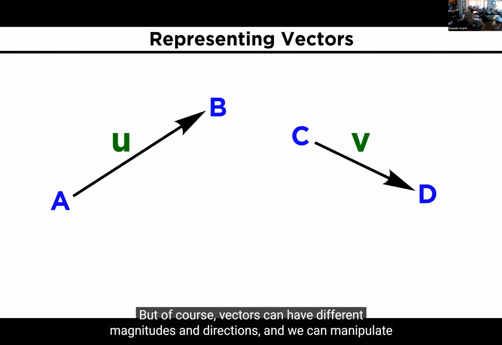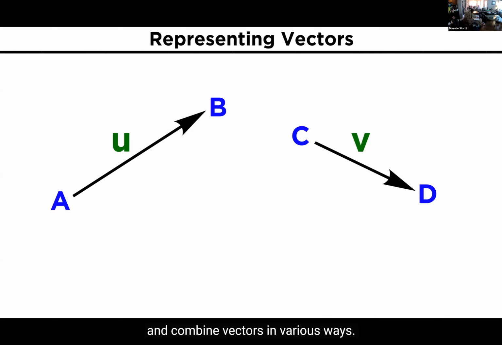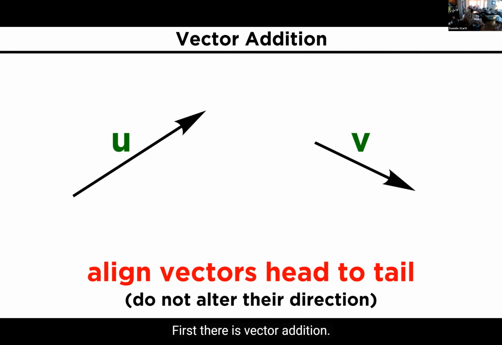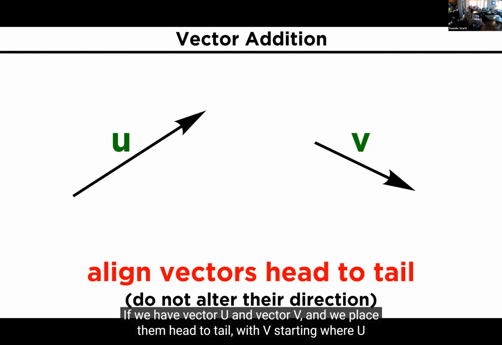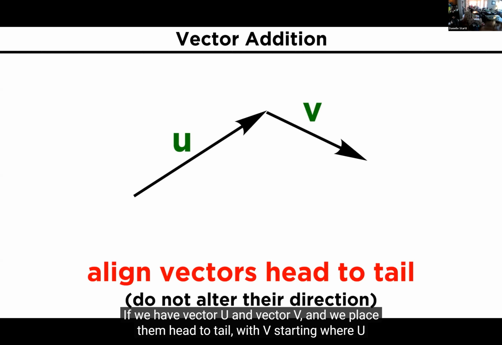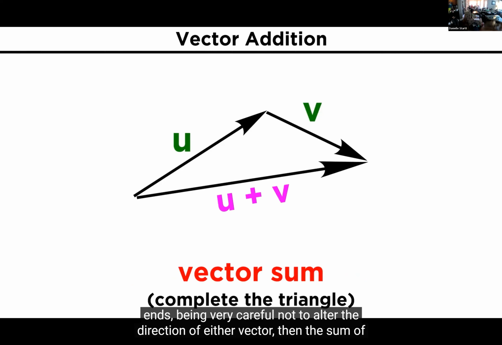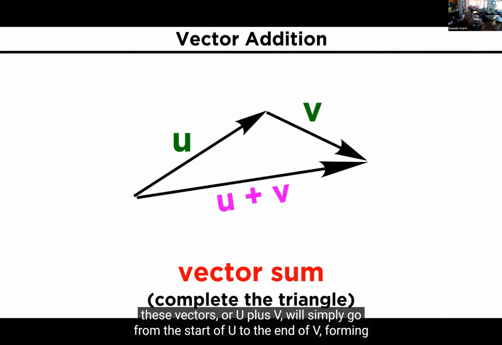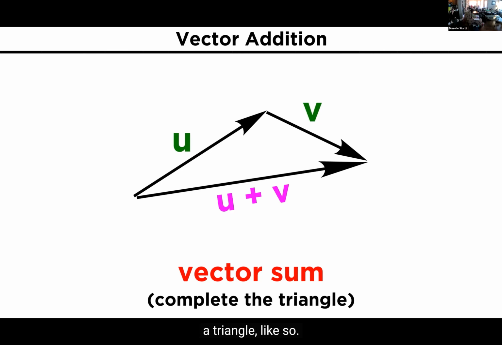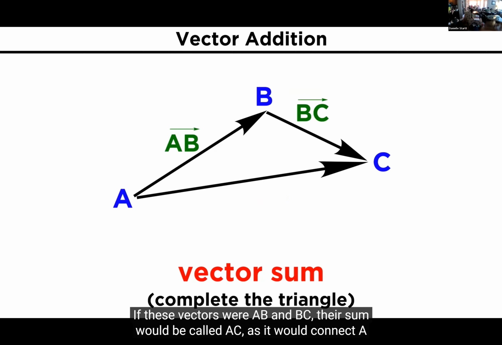But of course, vectors can have different magnitudes and directions, and we can manipulate and combine vectors in various ways. First, there is vector addition. If we have vector U and vector V, and we place them head to tail, with V starting where U ends, being very careful not to alter the direction of either vector, then the sum of these vectors, or U plus V, will simply go from the start of U to the end of V, forming a triangle, like so. If these vectors were AB and BC, their sum would be called AC, as it would connect A and C.